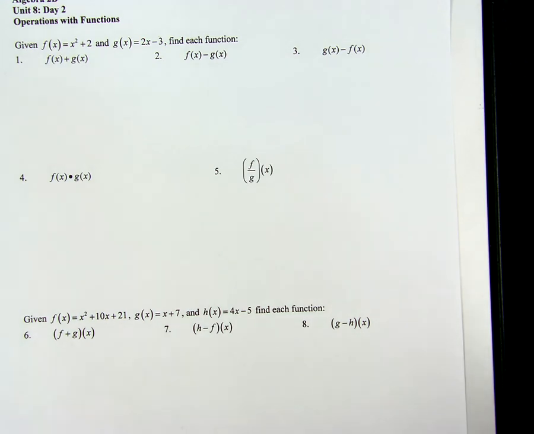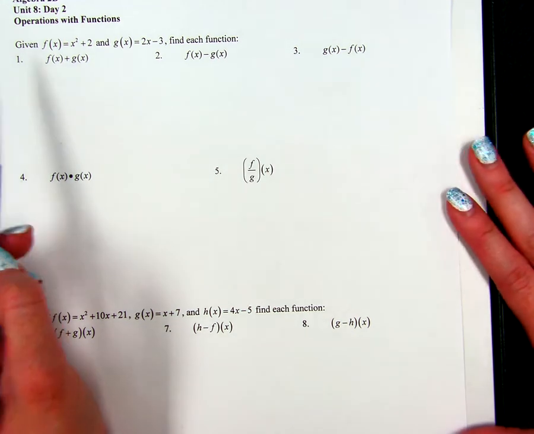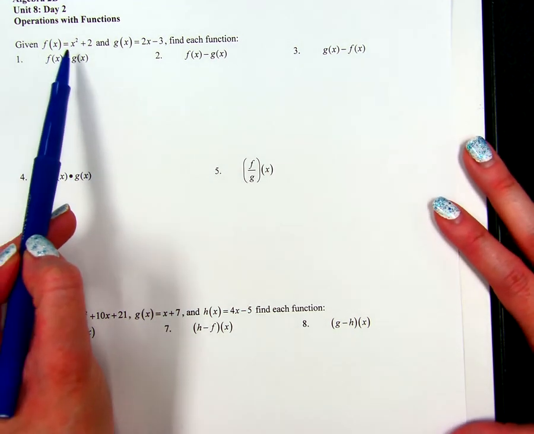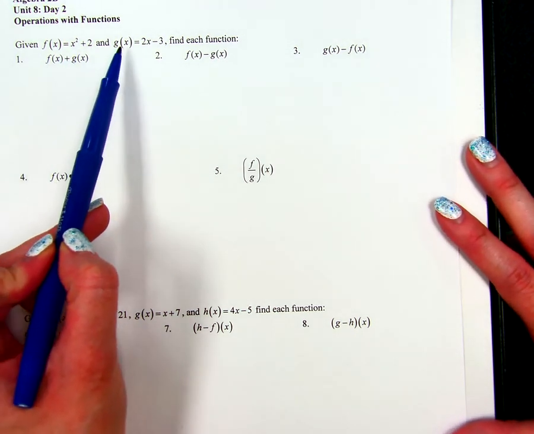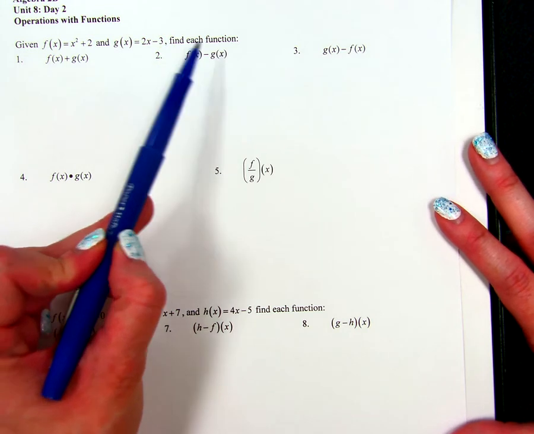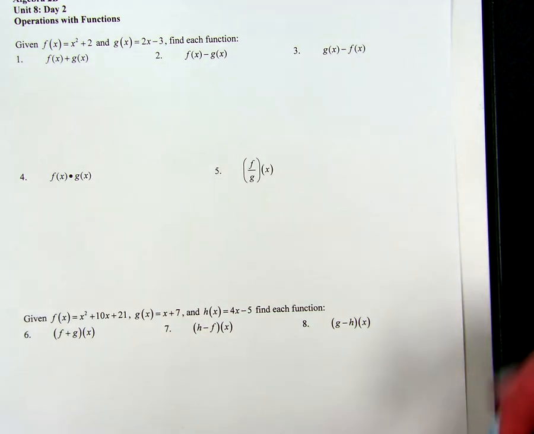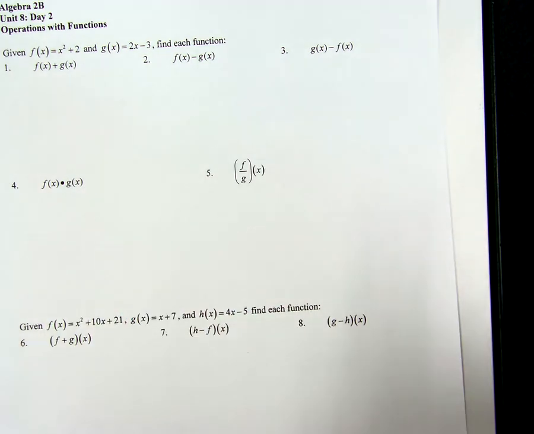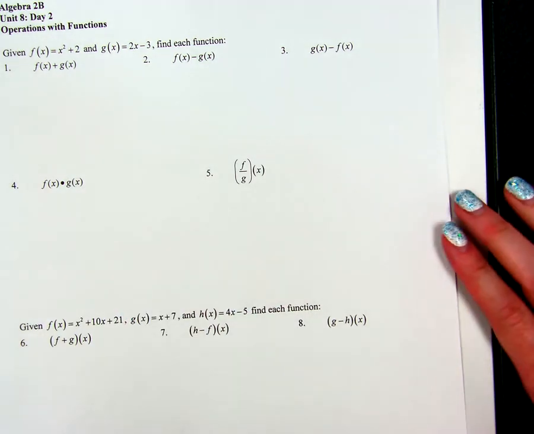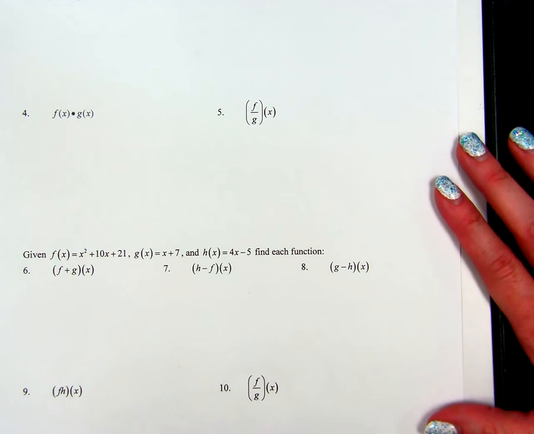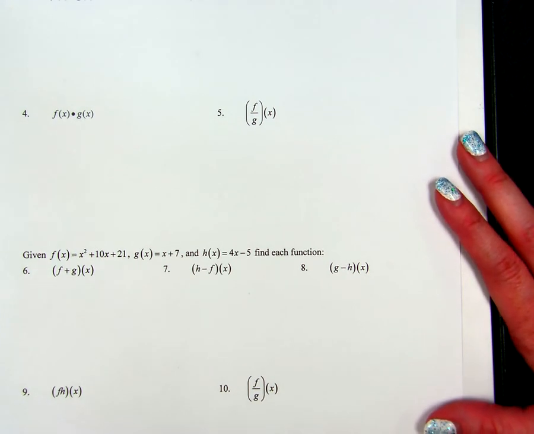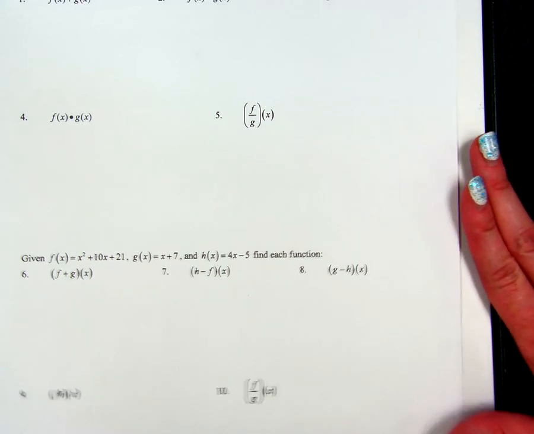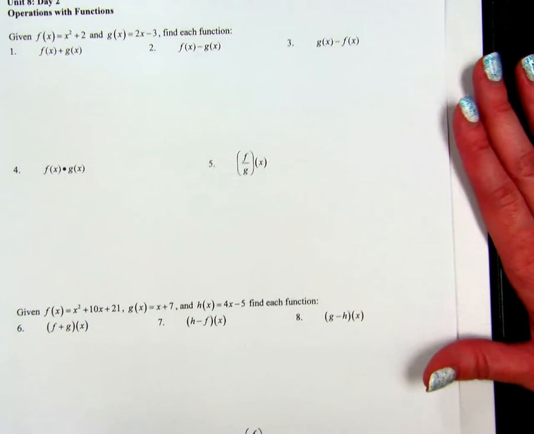All right, guys, this is Unit 8, Day 2, Operations with Functions. So given f of x equals x squared plus 2 and g of x equals 2x minus 3, find each function. If you notice here, we have the top 5 problems, and our functions look a little bit different than what we have down in the bottom for 6, 7, 8, and 9. So the function notation is written differently.